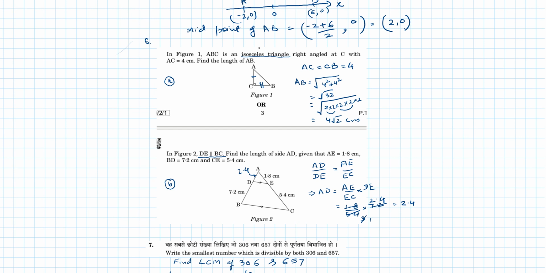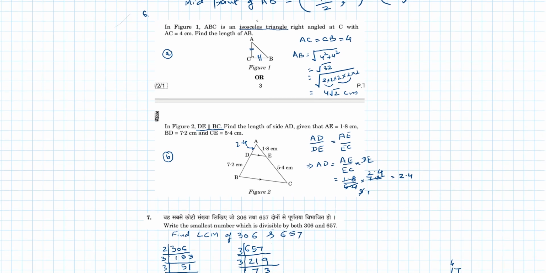As you can see, ABC is an isosceles triangle which is right angled at C with AC equal to 4, right? Since it is an isosceles triangle, when AC is equal to 4, it means CB is also 4, okay? Because the hypotenuse is the longest side and has to be greater than either of the two sides of the triangle. So AC is equal to CB is equal to 4, and we only have to find the hypotenuse by the Pythagoras theorem, which gives us the answer 4√2.